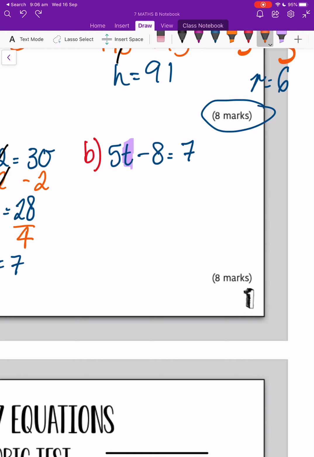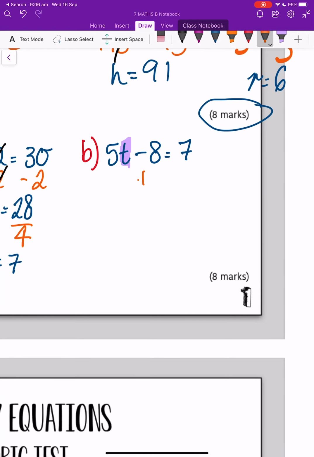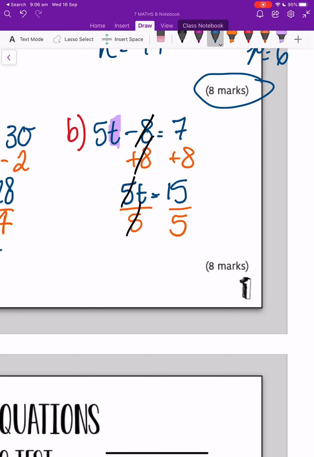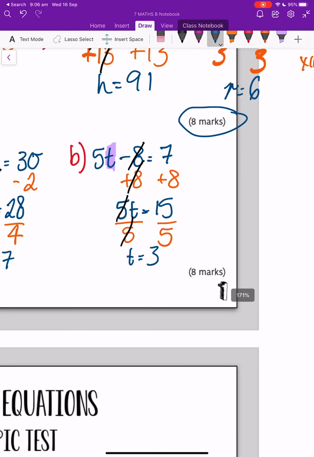The opposite of subtracting 8 is to add 8. So let's add 8 to both sides. Cross it out. 5t equals 7 plus 8, just 15. Now we're just going to divide by 5 on both sides because t is currently being multiplied by 5. Okay, then we can cross out 5 on the left-hand side. T equals, how many 5s are in 15? It's 3. Okay, that's your final answer.